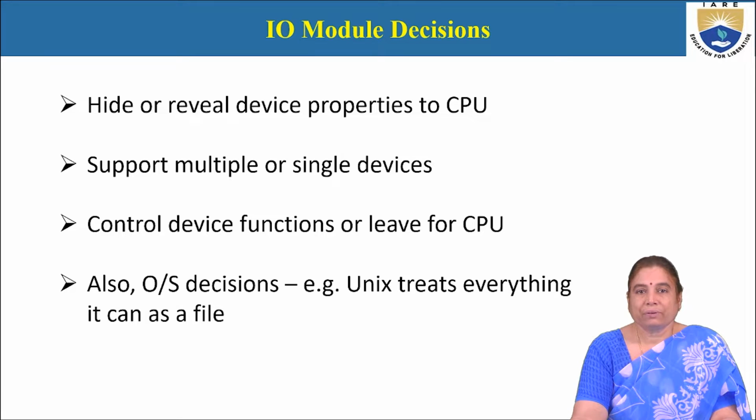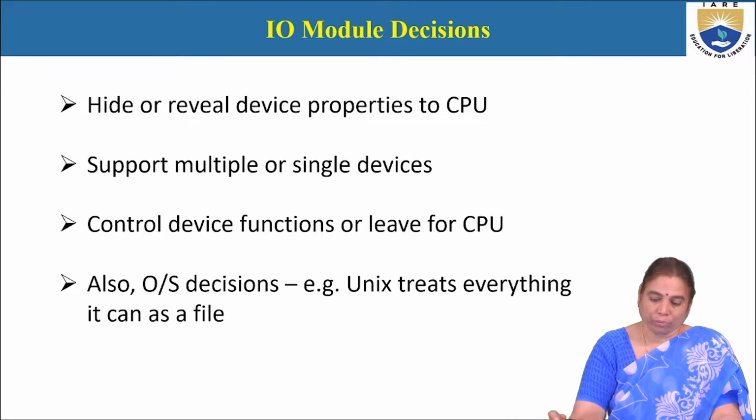Control device functions are left to the CPU, and also operating system decisions. All these decisions have to be taken care of by the IO module. Depending upon the operating system, the peripheral devices can be considered. For example, in a Linux or Unix operating system, the devices can be treated as files. To support these, the IO module can be coordinated with the operating system decisions also.